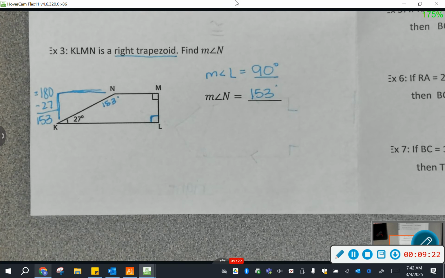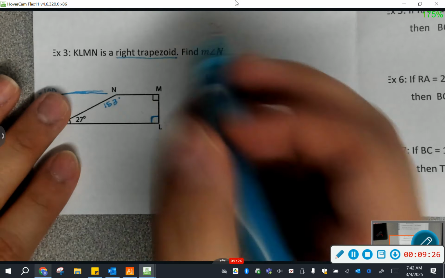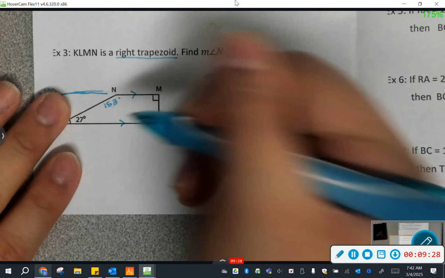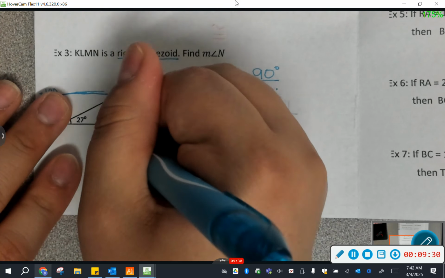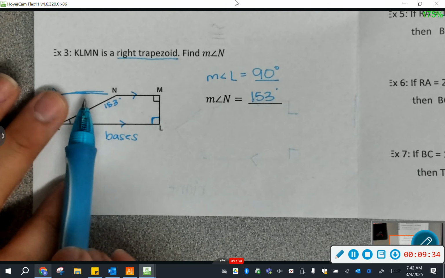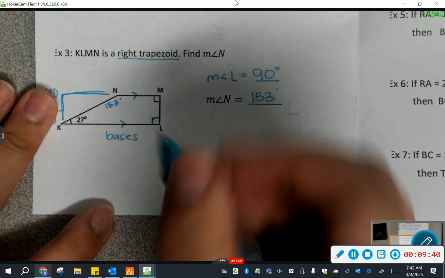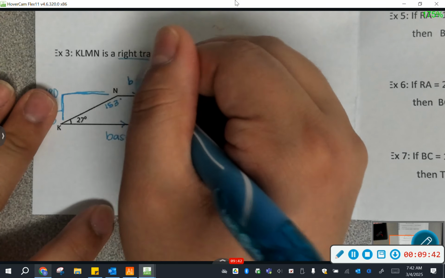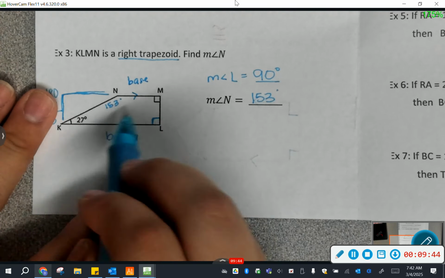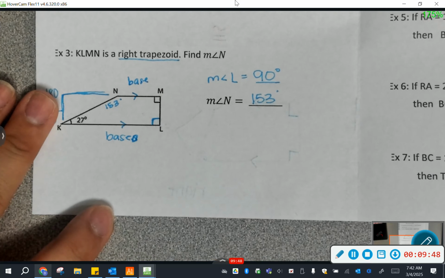Something I didn't mention that I do want to mention is whatever is parallel, like this side and this side, I just want you to know, those are called the bases. So the top and the bottom are called the bases, and the sides are called the legs. So this is a base, I should write base, and this is a base. And then the two sides we call legs. So if you ever hear me talk about the bases, that's what I mean.